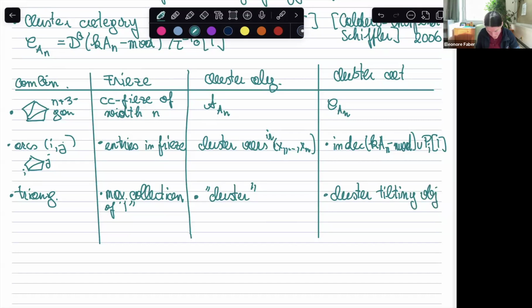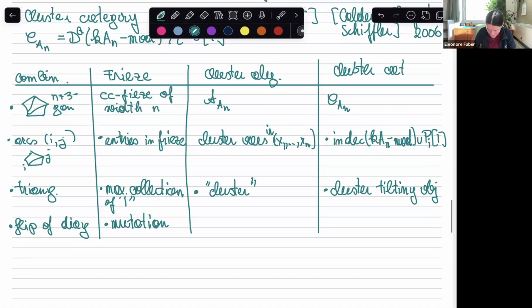And then I can do here the flip of a diagonal. This corresponds here. We have some mutation, so you can look up how that works. We did that in joint work with Karin and Gordana Todorov and Sira Gratz and Kristina Zerienko. Then here we have the cluster algebra mutation.